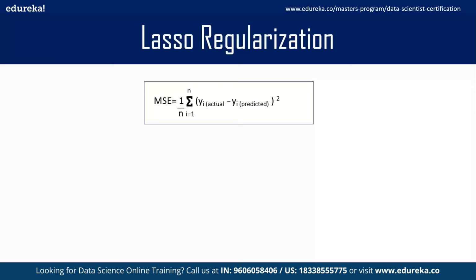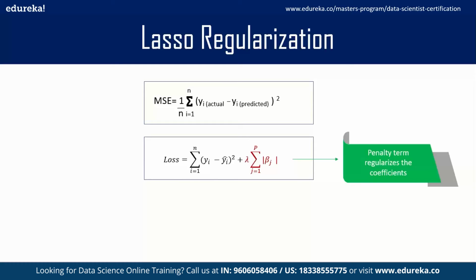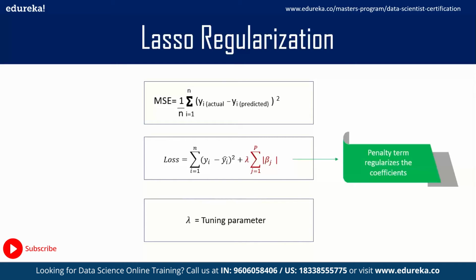So okay, now coming back to the equation. Now we add one penalty again, but the only difference is that instead of squaring the coefficient, we take the absolute value and multiply it with lambda. That is our penalty. We see here that again the penalty term regularizes the coefficient. And the equation is given by the sum from i equals 1 to n of yi minus yi hat, that is yi predicted, plus lambda times the absolute sum of all the coefficients, and lambda is again a tuning parameter.